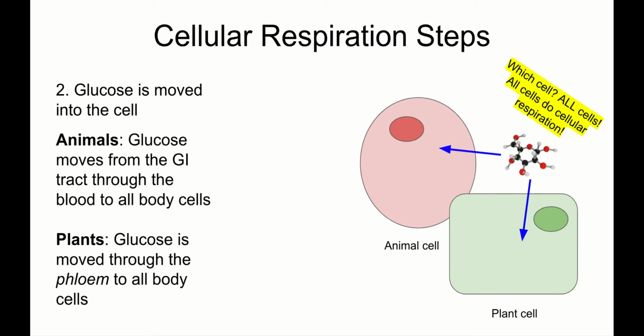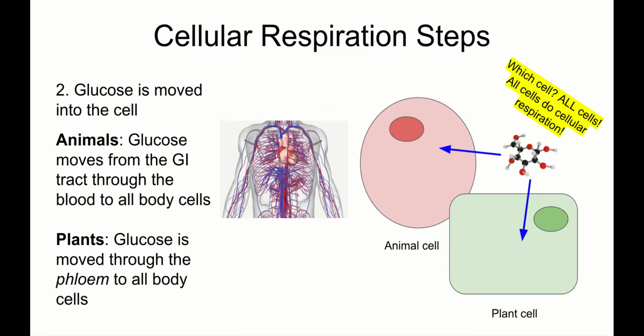In animals, how do we get glucose into animal cells? Well, glucose moves from the GI or gastrointestinal tract through the blood to all body cells. We've got our food in our gastrointestinal tract and our small intestine. We break it down into glucose, we move it through the blood to all of the different cells in our body.